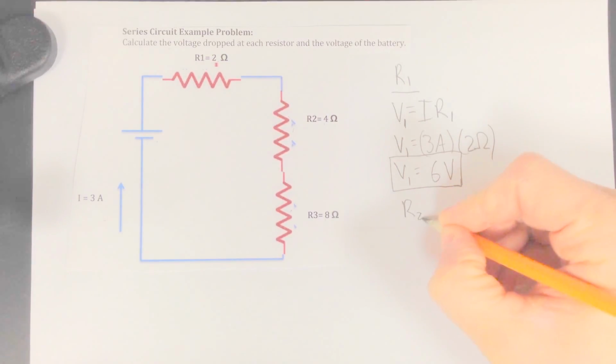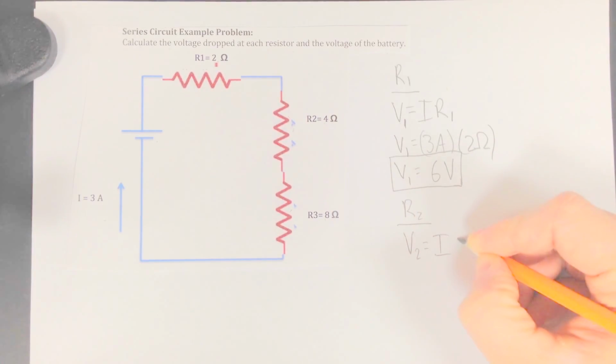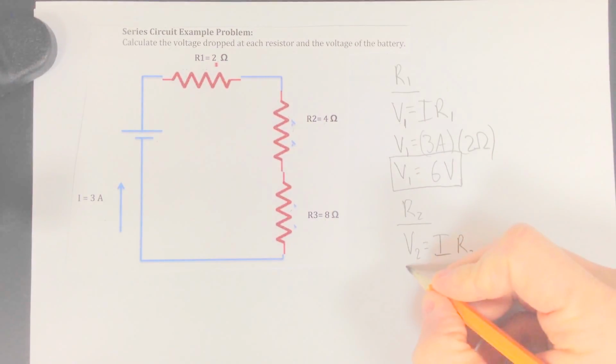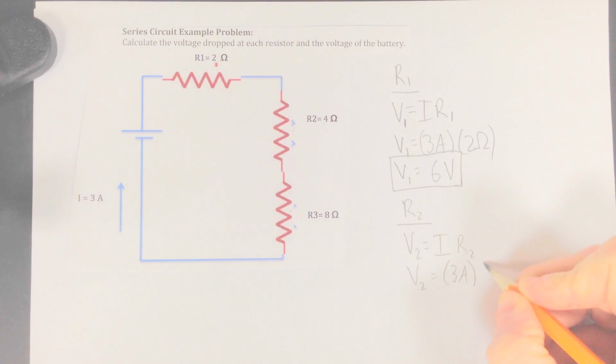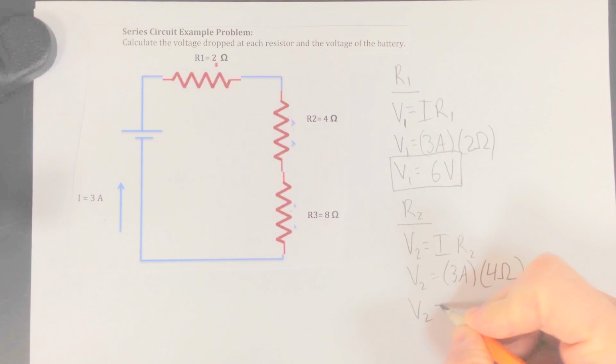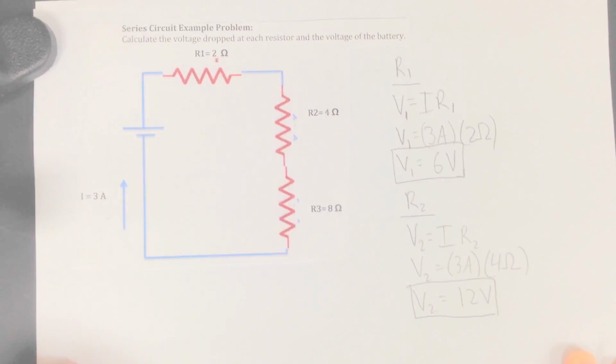You do the same thing for R2, but it'll be the voltage dropped at 2 equals the current times R2. Once again, the current is still 3 amps because in a series circuit, the current is the same everywhere. The resistance is different there, and because there's more resistance, it's going to be a bigger voltage drop there. 3 times 4 is 12 volts dropped at the second resistor.